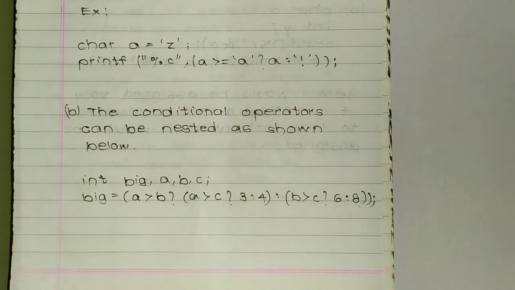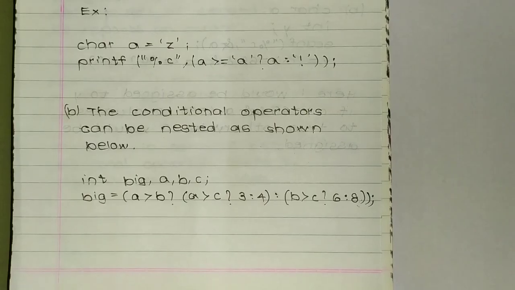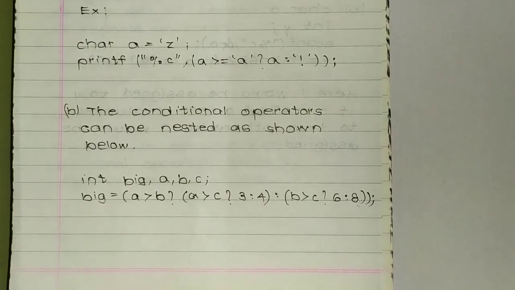Example: char a = 'z'; printf("%c", a >= 'a' ? a : 'not'). So it is not necessary that only arithmetic instructions are used. Other instructions such as printf can also be used while using the conditional operator.